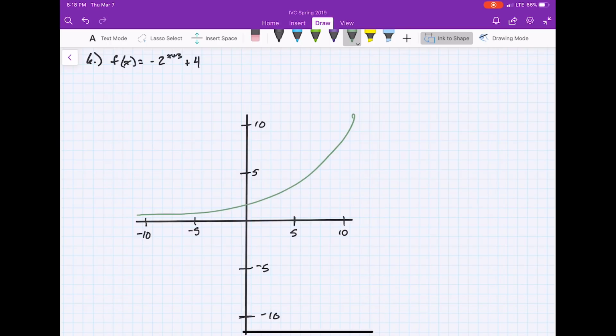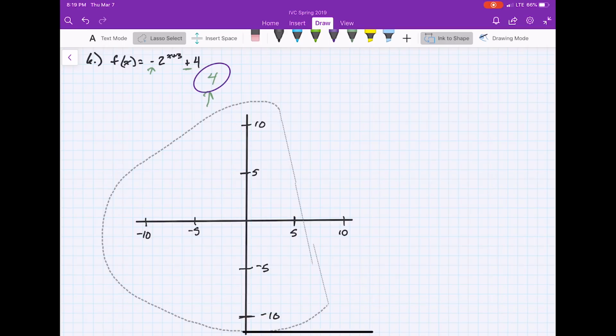So we know that normally this would be an exponential curve. It would be going up like this. But since we have a negative out front, we reflect it over the x-axis. So we should have some sort of curve that looks like this going down. And since we have this plus 4, that means this line, actually 0, is going to be moved up 4. So the whole graph will actually move up 4. So I'm just going to write the horizontal asymptote as y equals 4.